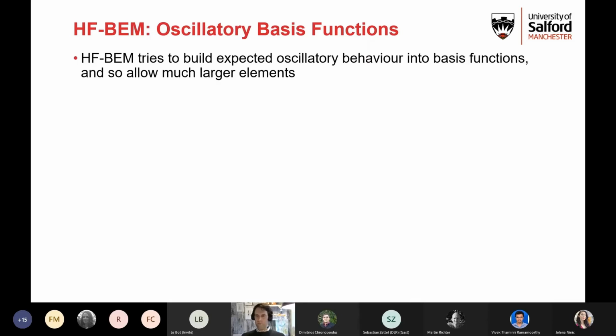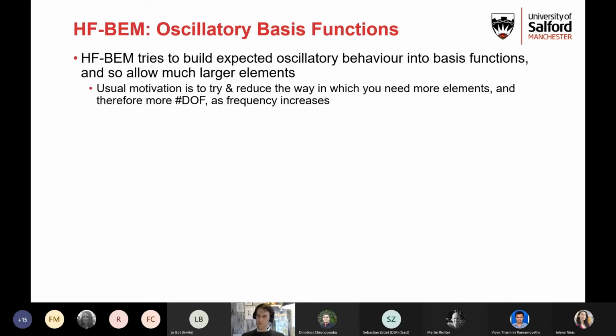And when I say HF BEM, high frequency BEM, what I mean is that rather than using polynomial interpolation functions, we're going to try and build the expected oscillatory behavior into the basis functions with oscillatory functions, and therefore allow much larger elements. And the usual motivation is to try and reduce the way in which you need more elements and therefore more degrees of freedom as your frequency increases. Ideally, you're aiming to remove the dependency of degrees of freedom on frequency altogether. And that has been done for models of very simple obstacles like spheres. You can do a boundary integral model of a sphere with a constant number of degrees of freedom, irrespective of frequency.